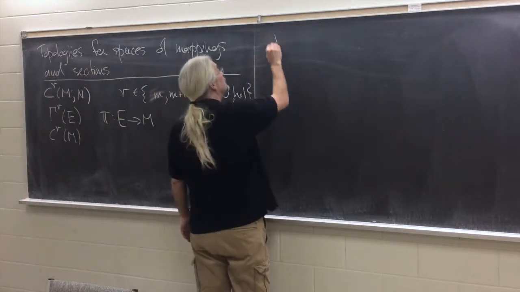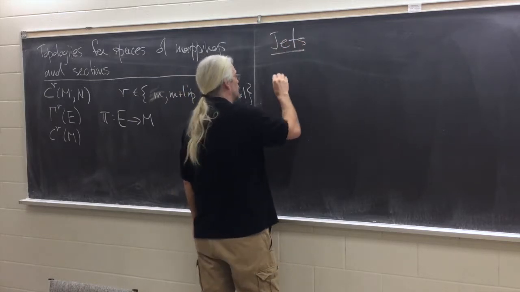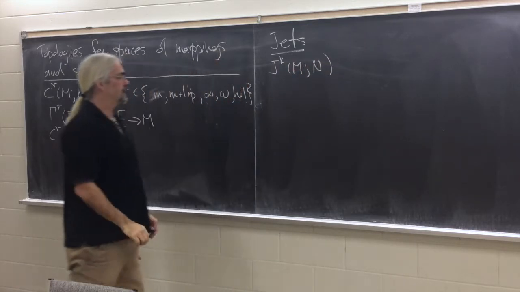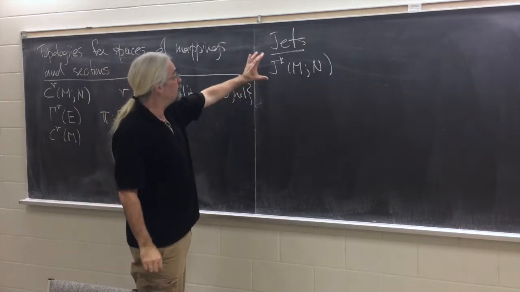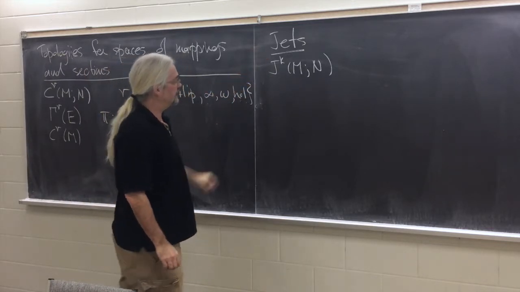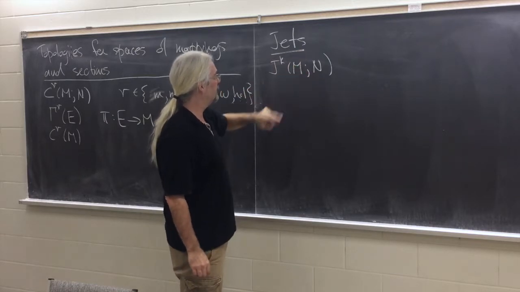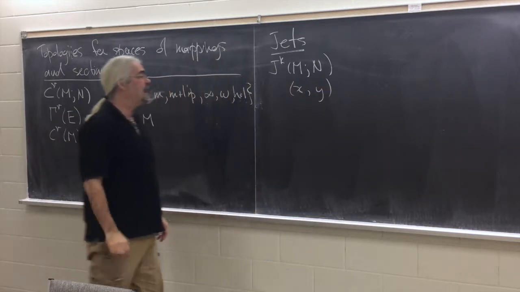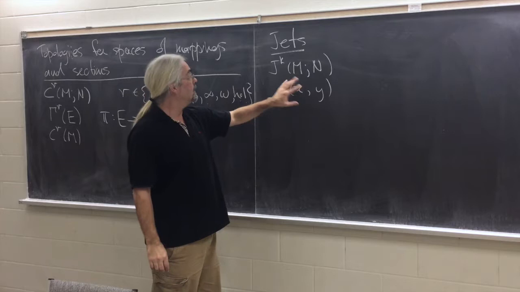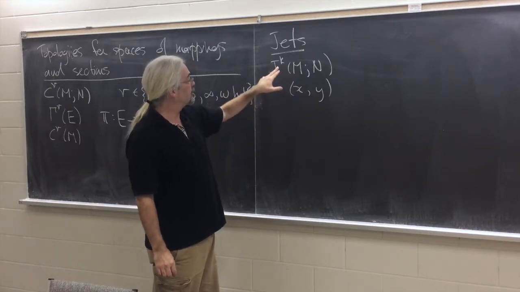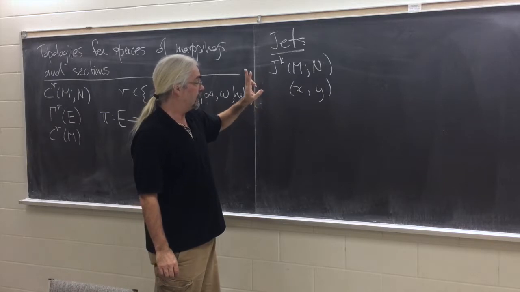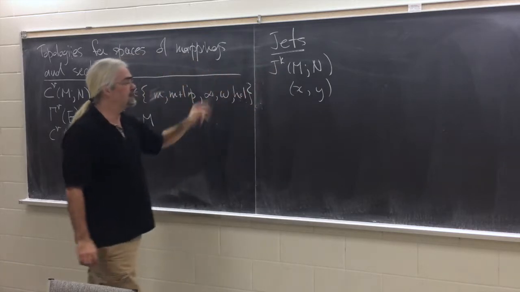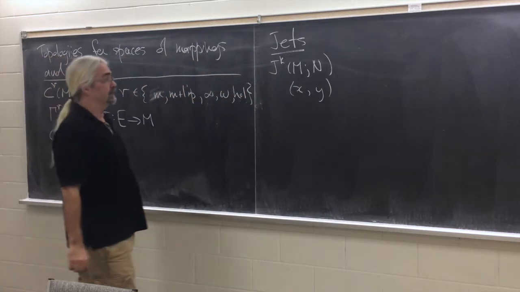And to do this, we were going to talk about jets. I sort of did this all last time, but just to get us back to where we started. So the way intuitively you should think about the k-jet bundle of a manifold M and N is that you have a point, let's say x in M, and a point y in N. And the k-jets at x, y are mappings that map x to y and agree at x. This is a point-wise notion, not a local notion. So they agree at x to order k.